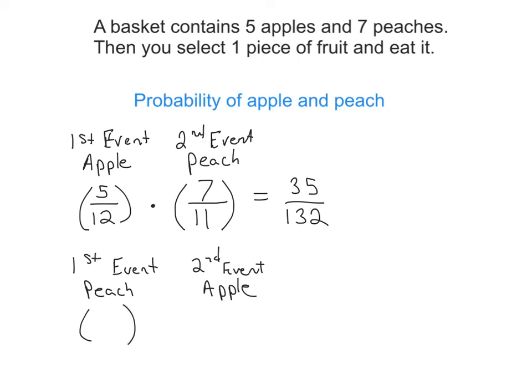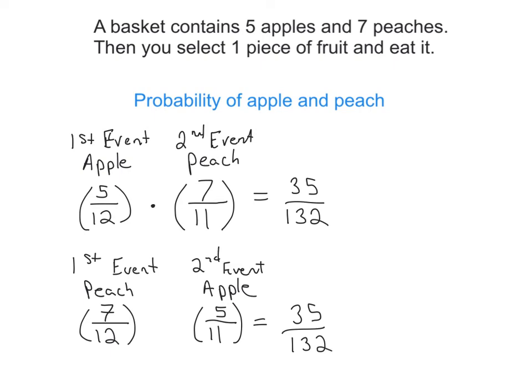In the first event, if it was a peach, I had 7 out of 12, because there were 7 peaches and this time I had 12 pieces of fruit. All right, I grab a peach, I ate it. Now, for the second event, I no longer have 12, I have 11 pieces of fruit. And how many apples do I have? Well, you guessed it, I have 5 apples. So once again, 7 times 5 is 35, and 12 times 11 is 132.